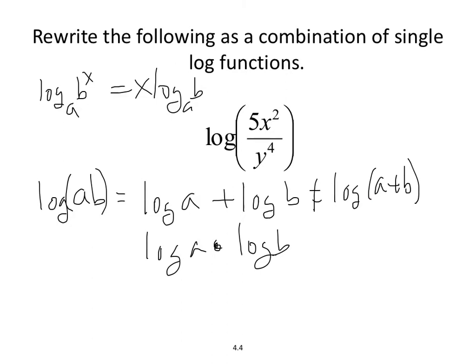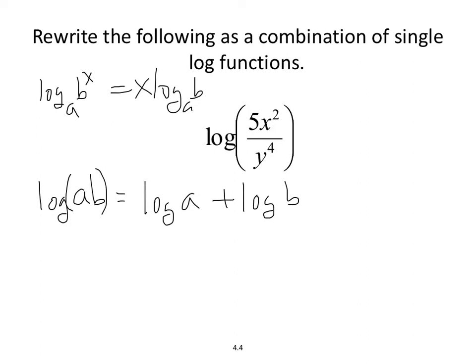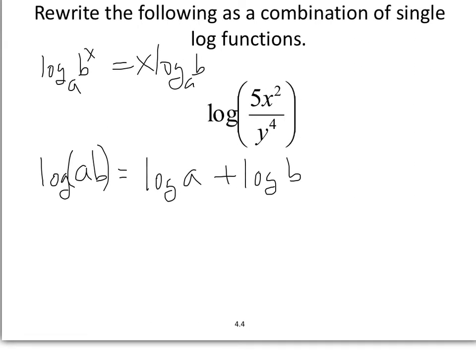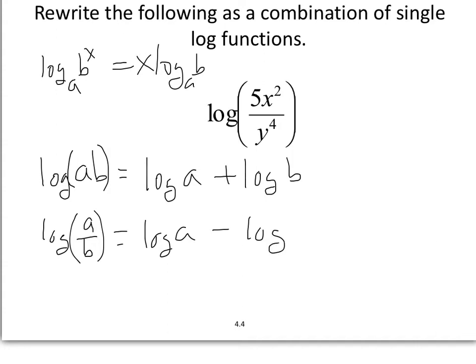Okay, so let me do some erasing here. So that's the sum property. Now the other property that is handy is that when you're dividing two things and taking the log of them, you can actually subtract the two logs. Take the log of one, the log of the other, and subtract them. And that will give you an equivalent expression.